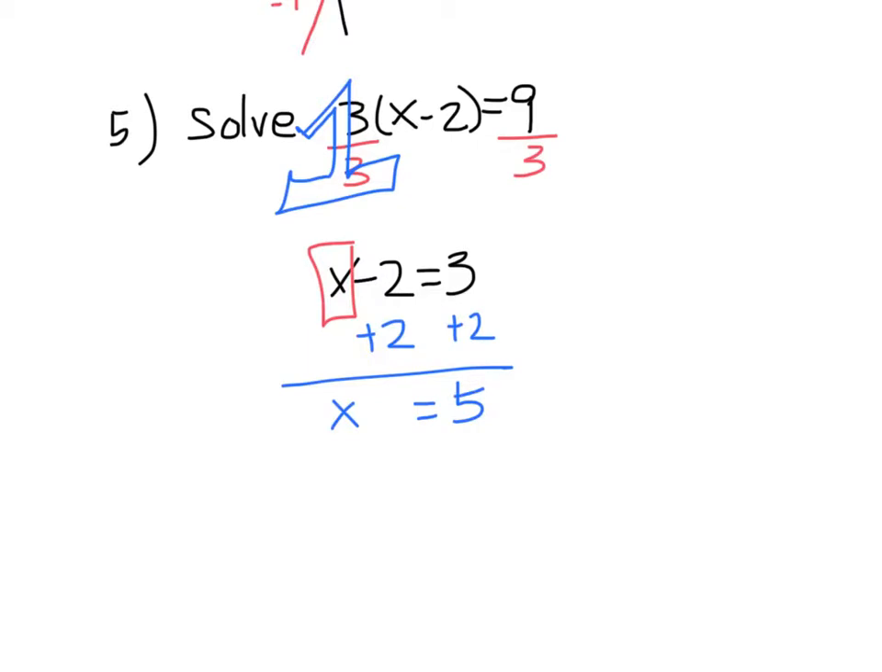Okay, so let me tell you the points. I said 2 points for work and 1 point for the answer. And it's supposed to be x equals 5.